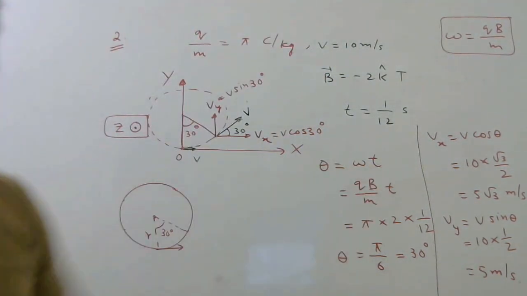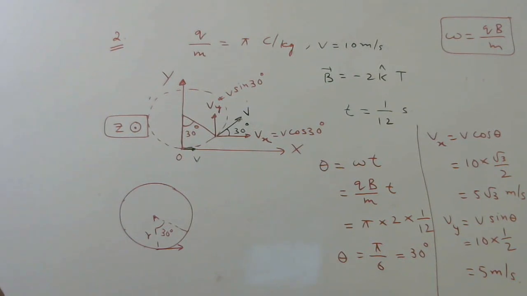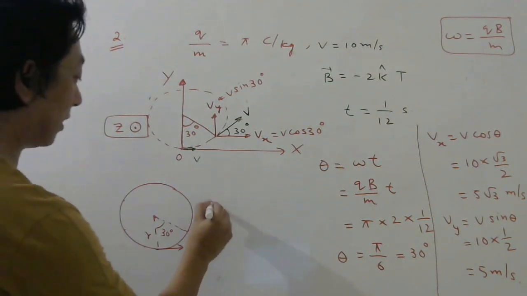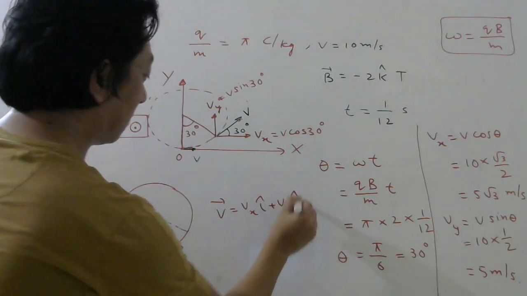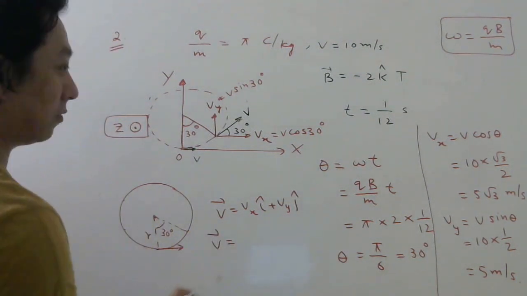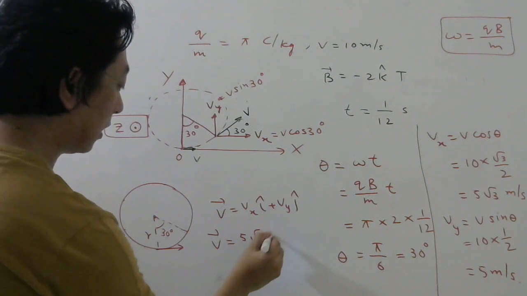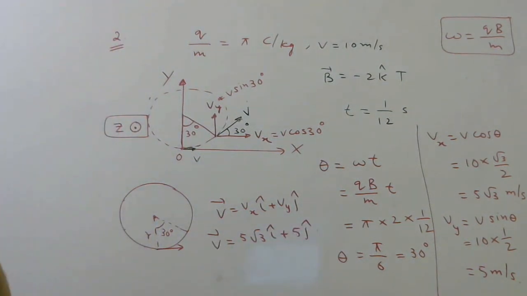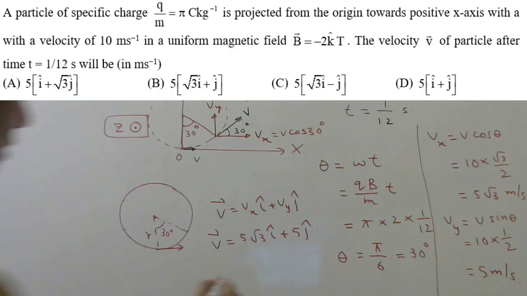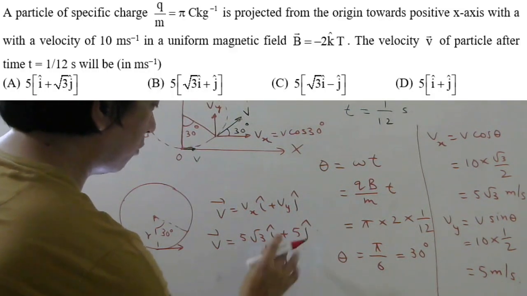So once we know the x component and y component of the velocity vector, how will you write it? Vx i cap plus Vy j cap. So the velocity vector will be 5 root 3 i cap plus 5 j cap. You can take 5 common, and that would be the answer, option B.